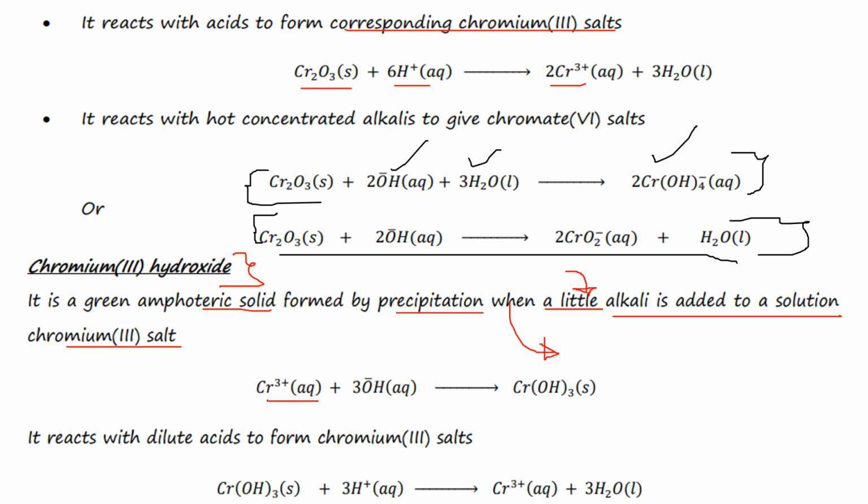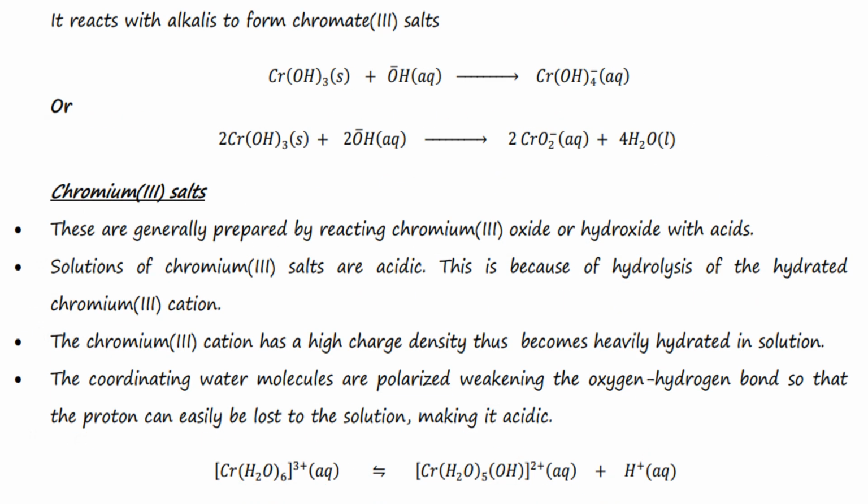So chromium reacts with little alkali to form chromium 3 hydroxide, which is a green precipitate, as you look at that in your practicals. And you also say that it reacts with dilute acids to form chromium 3 salts. When you're having chromium 3 hydroxide reacting with a dilute acid, we form chromium 3 salts together with water, just like the basic science of reactions of bases and acids. We form a salt and water. So you're also going to say that it reacts with alkalis to form chromate 3 salts. So chromium hydroxide reacting with alkali, we form this complex as we have looked at it. This is going to be an excess alkali, or we can present it in this form.